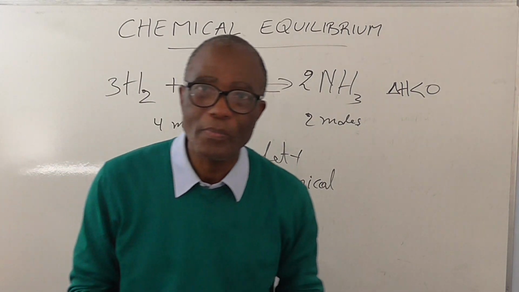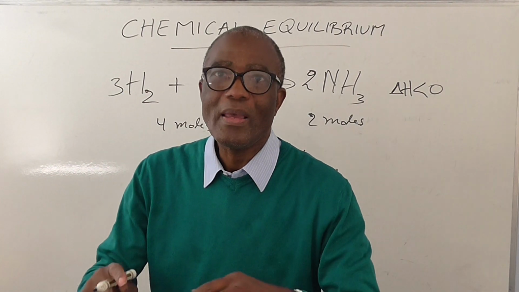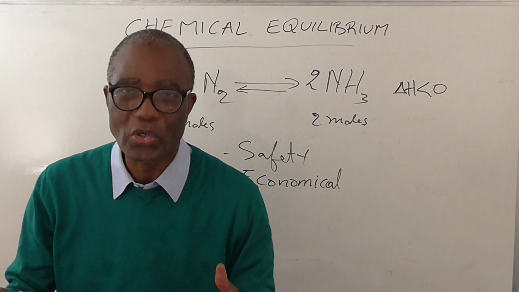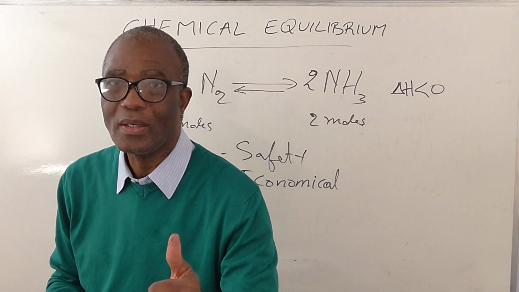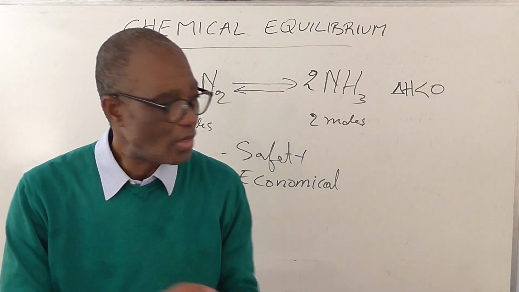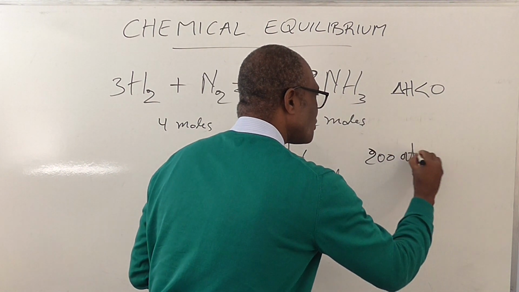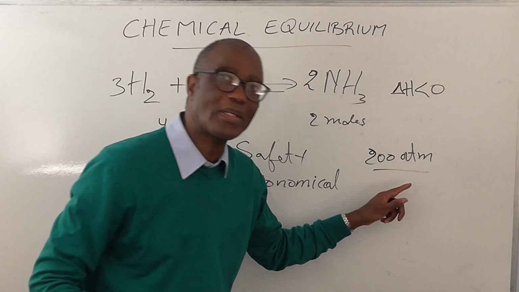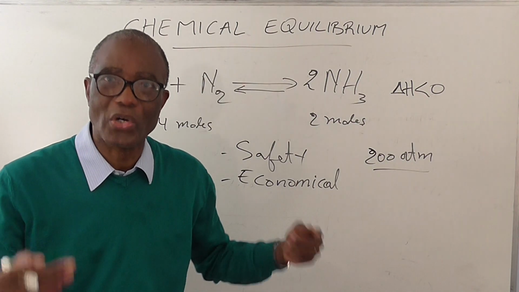That is why there is what they call a compromise pressure. The compromise pressure is what? 200 atmospheres. 200 atmospheres is the compromise, the accepted pressure.